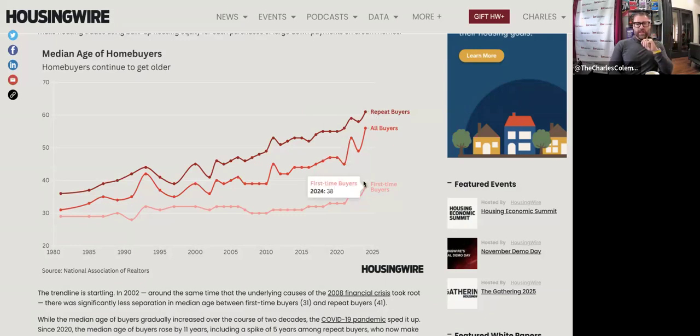And so 38 years of age, we're talking about millennials. So this is a millennial population at 38 years of age. When you're thinking about this, 38 years old is the median for a first-time home buyer. It's taking out all the outliers and saying the vast majority of people buying the houses right now that are first-time home buyers are 38 years old.